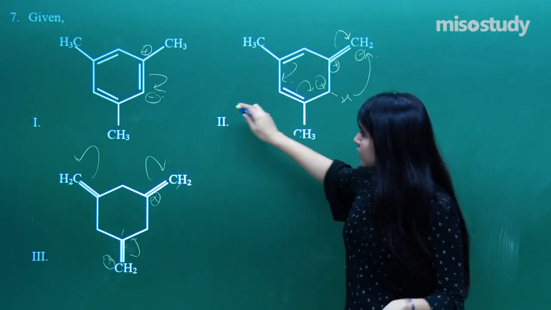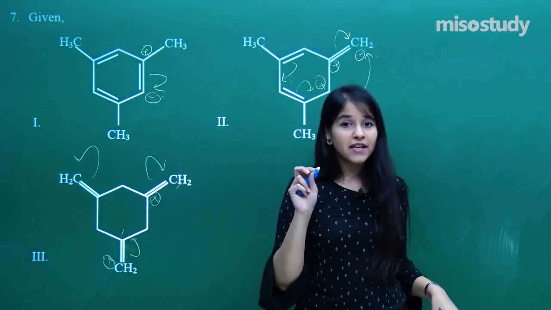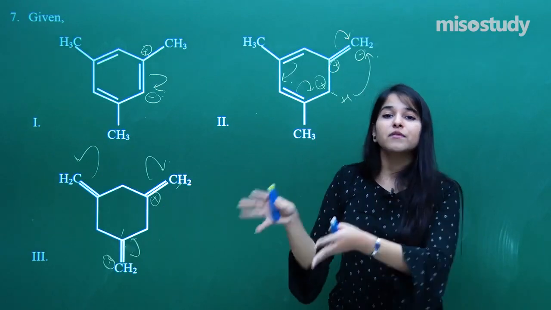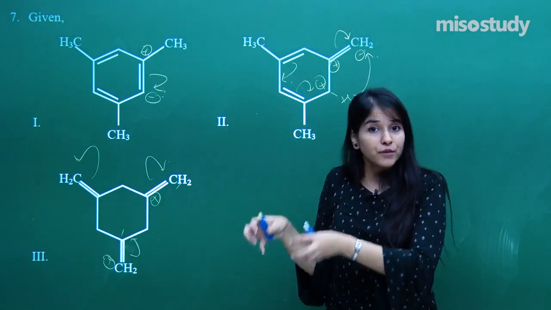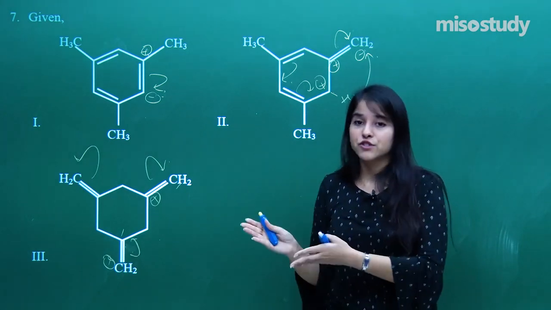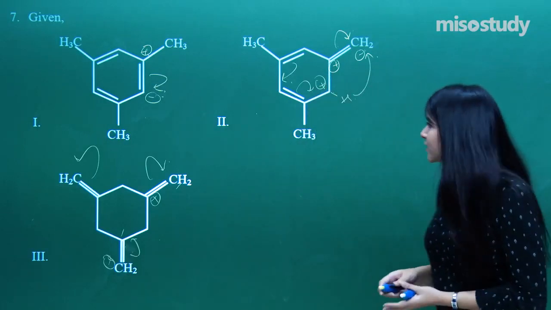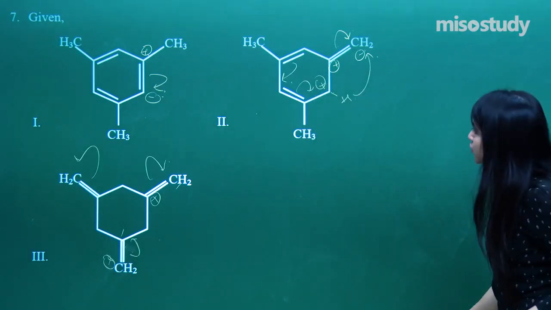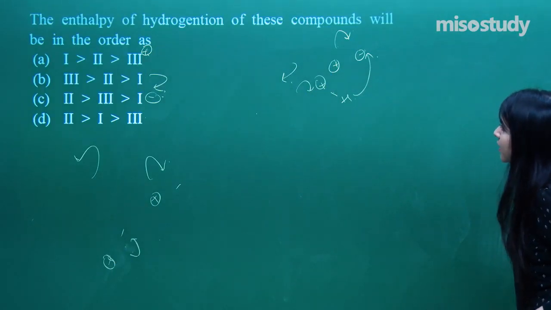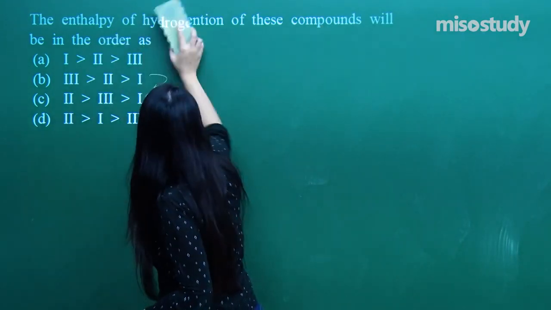I hope you all have got it. It is 1 followed by 2 and then 3. That is the enthalpy of hydrogenation. The more stable the structure, the more heat of hydrogenation or enthalpy of hydrogenation will be released. I hope you all have got the answer. It's 1, 2 and 3. So where do we have 1, 2 and 3? Yes, option number 1 is the answer for that.